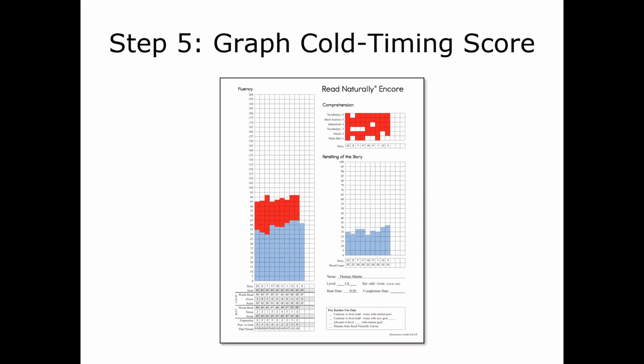Take the number of words you attempted, subtract the number of errors you admitted to, and that'll give you a words correct per minute score, which then you can graph on your graph. So go ahead and in your handout, look at your graph, kind of put your finger on the line as to where you are. Now, when your students graph their cold timing score, they know what their goal is.